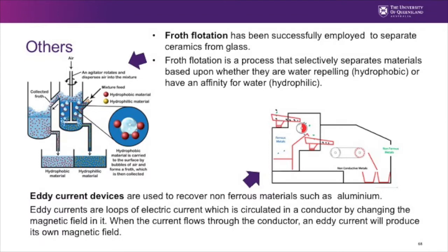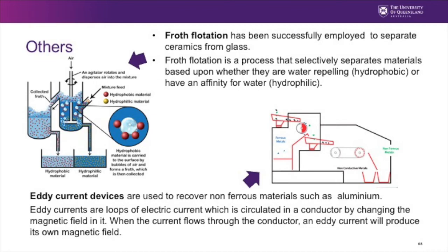So there is some other equipment that is mainly used in the recovery process nowadays, and these are froth flotation and eddy current devices. Flotation has been successfully employed to separate ceramics from glass. Flotation is a process that selectively separates materials based upon whether they are water repelling, hydrophobic, or have an affinity for water, hydrophilic. Eddy current devices are used to recover non-ferrous materials such as aluminum.